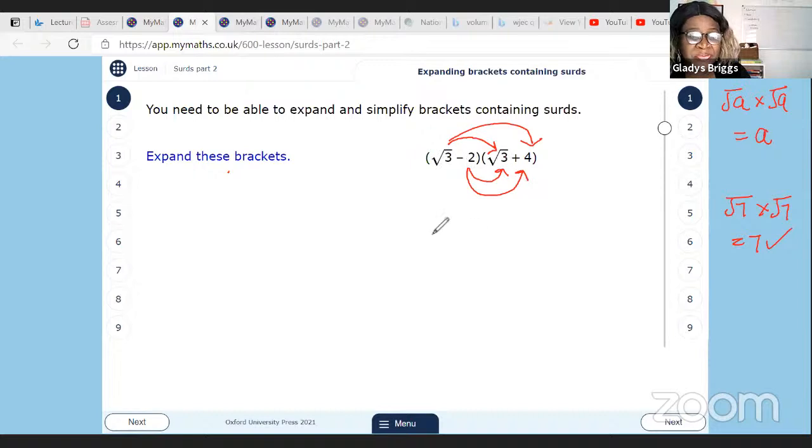Root 3 times root 3 is equal to 3. Negative 2 times root 3 is equal to negative 2 root 3. Negative, I'm doing this wrong, aren't I? Sorry, guys. So this would become plus 4 root 3, yeah? And then minus 2 root 3, because negative 2 times root 3 will be negative 2 root 3. And negative 2 times 4 is negative 8.